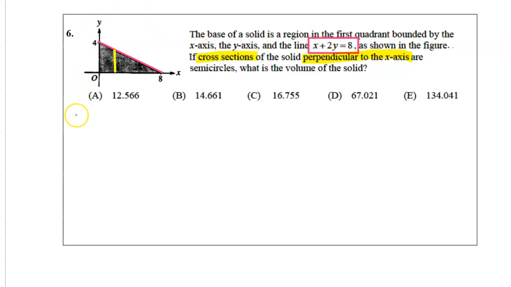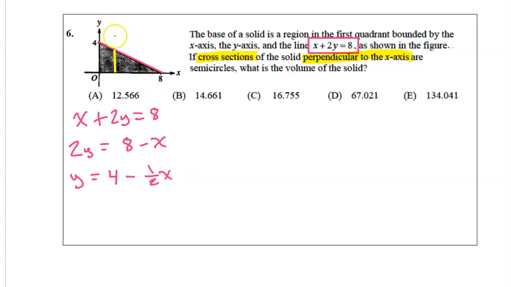So let's take it and solve for y. So we have x plus 2y is equal to 8. Subtracting x from both sides, we have 2y is equal to 8 minus x. And dividing both sides by 2, we have y is equal to 4 minus 1/2 x. So this is what we will use as our expression for this line for this problem, 4 minus 1/2 x.